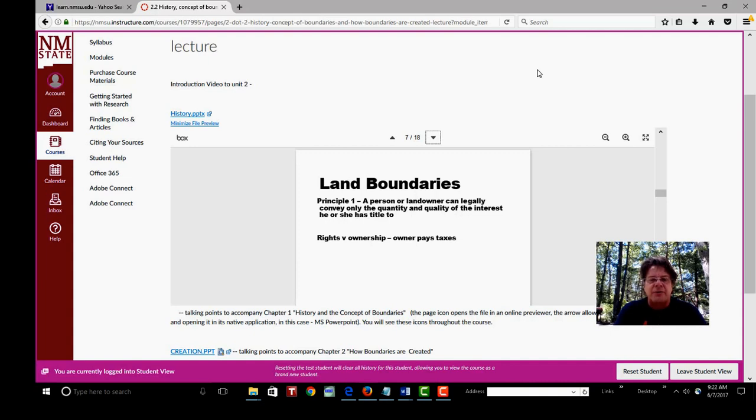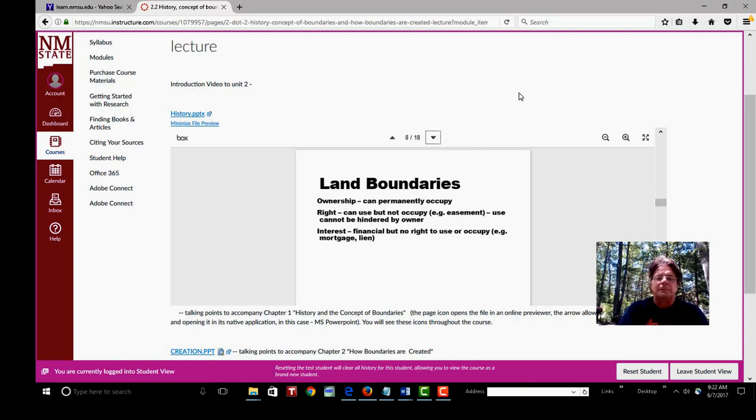But it brings up an interesting piece about rights in land versus ownership in land. The owner pays the taxes. Perhaps that's where the fee kicks in. Ownership in land means that you can permanently occupy it, you can build improvements on the land. A right in land means that you cannot occupy it, but you may have access.